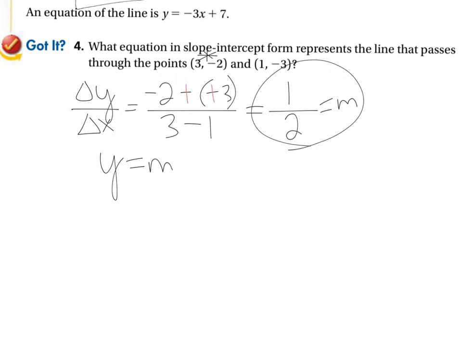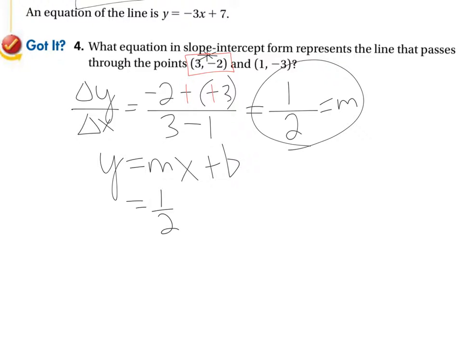We know our slope-intercept form is y equals mx plus b. So we're just going to substitute some things in. m, our slope, is 1/2. We're just going to take one of those 2 points. We can either take (3, -2) or (1, -3). Which one do you want to work with? (3, -2)? Okay. There's not a definite advantage.